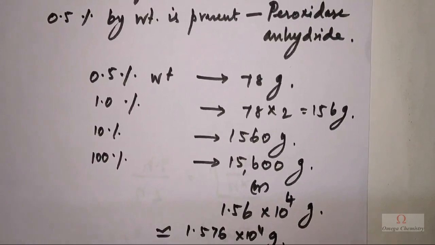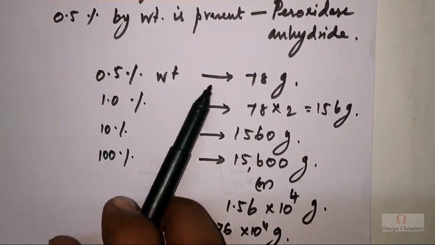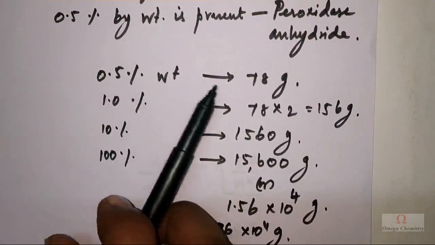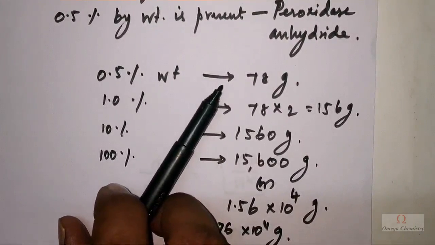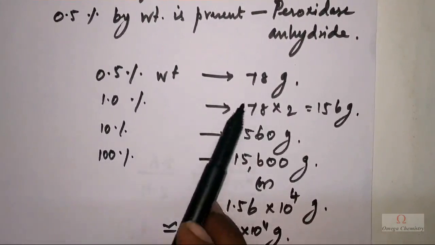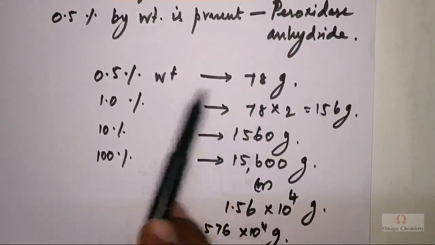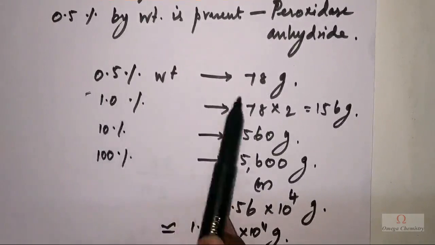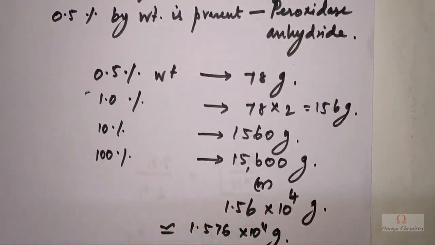It's very simple, students, because I know that 0.5% is the weight of selenium that is present in this one. So if I take 1 mole of peroxidase anhydride, 78 grams of selenium will be present in it, which will be 0.5%. So what would be the 1% weight and 10%, 100% I have calculated. Very, very simple. Okay guys, let us have the last question on our screen.